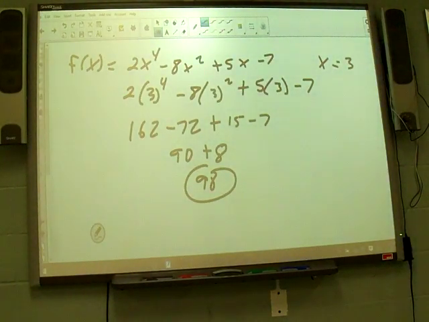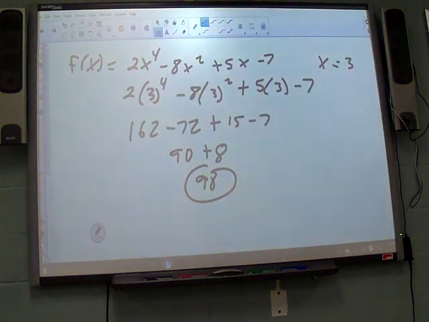Y'all check it. Use your calculator, check it. My mental math can go askew from time to time. So 98 is your answer. You got it too? How did you get it? I did 15 minus 7. Okay, 80, times 3 is 24, so 40. Yeah, that's what I got.